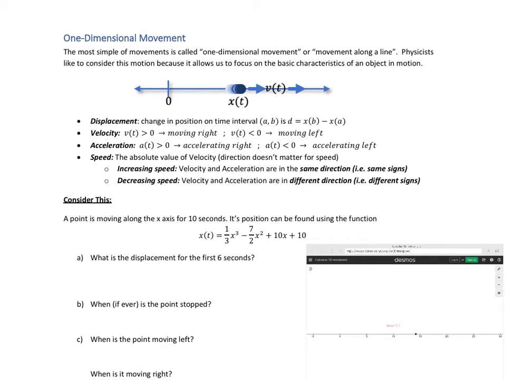And something to note about speed here, speed is the absolute value of velocity. So direction doesn't matter. Velocity has direction and it has speed. Speed is just that absolute value. It's going 2 feet per second or 2 units per second or whatever it may be. Now, if it's increasing in speed, then the velocity and acceleration will be in the same direction. They're like playing a tug of war. Decreasing speed if they're going in opposite directions.